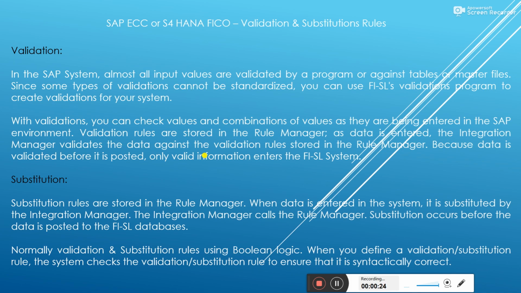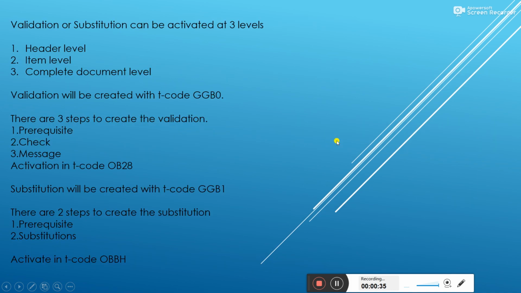Basically, in simple terms, the logic will work on Boolean logic, either the validation or substitution. That is the base. Now let's look at the configuration point of view. The validation or substitution can be created at three levels: one is the header level of a document, or a line item level, or a complete document level.